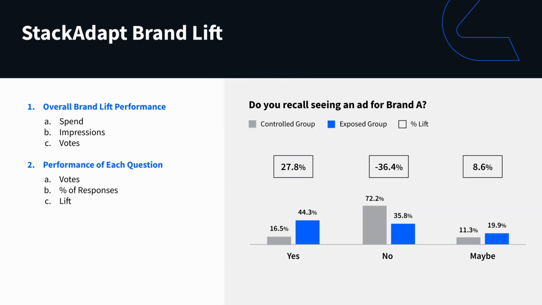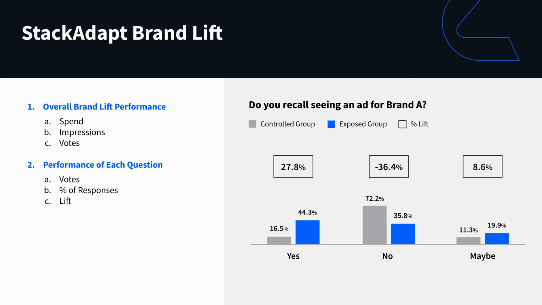Now I'll be diving a little deeper into what StackAdapt's Brand Lift actually reports on. As of now, we report on two aspects of the Brand Lift. The first is the actual metrics of the Brand Lift itself. This includes the spend on the Brand Lift, the impressions served for the brand lift, and also the number of responses or votes. The second is the metrics for each question in the brand lift.